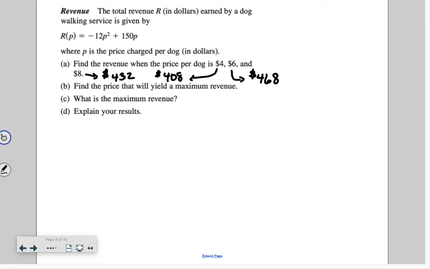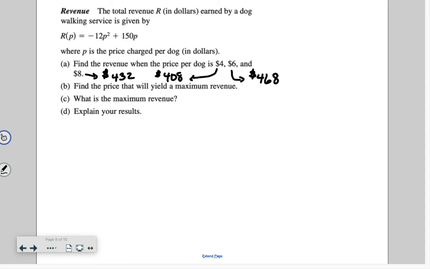Okay. Why did it go down? You're charging more. Think about this in real life. What would be a reason in real life that now you're charging $8, but you're not making as much as when you charge $6? What is it? Could be a deal. Supply and demand. That's kind of what I was looking for.